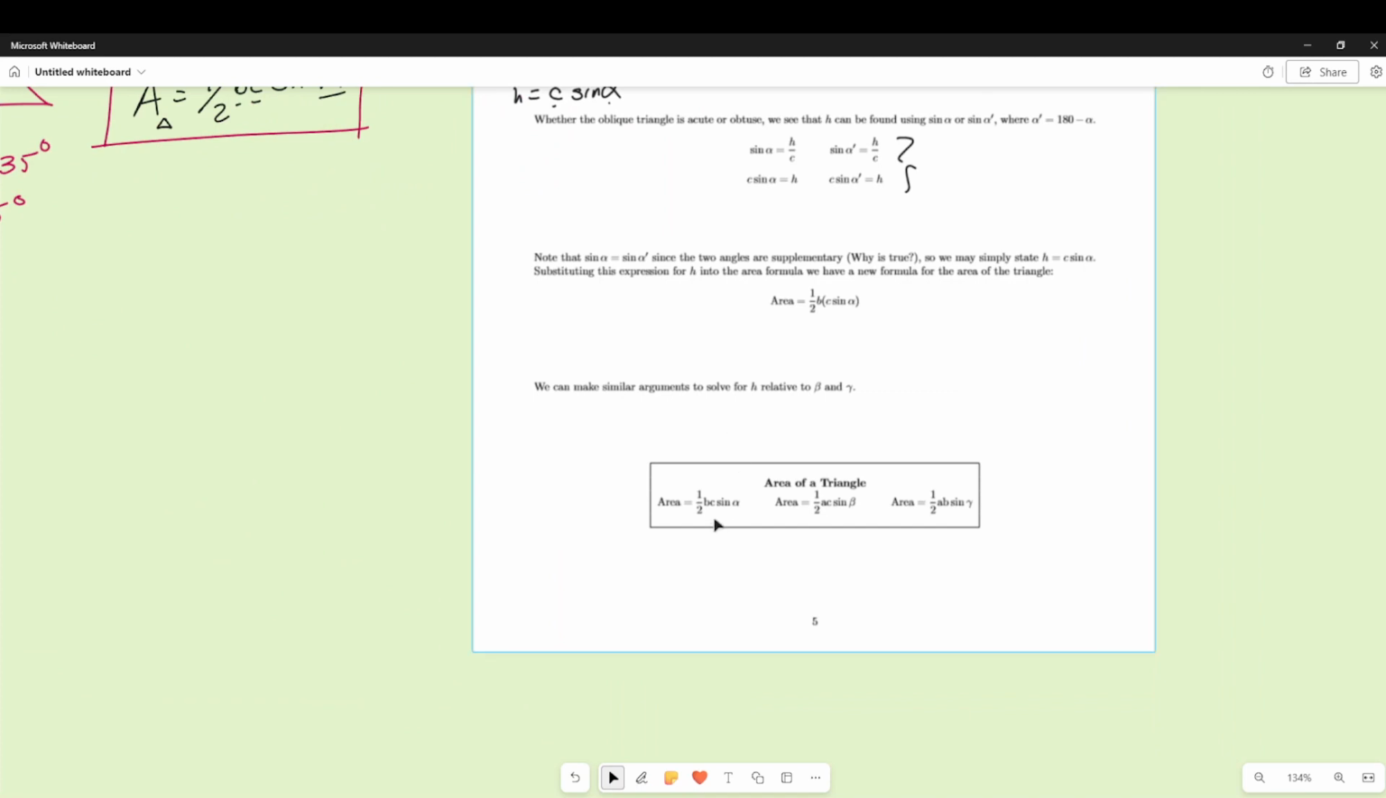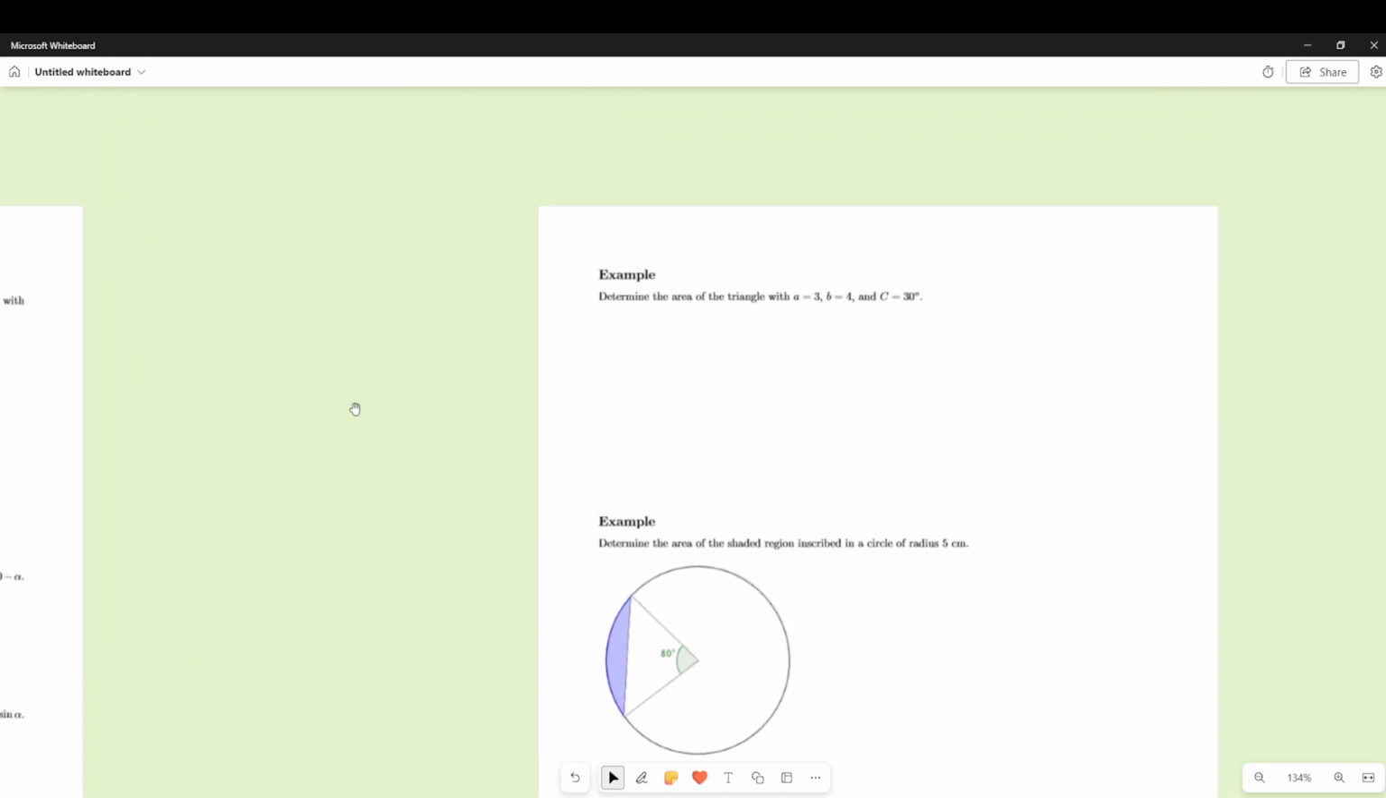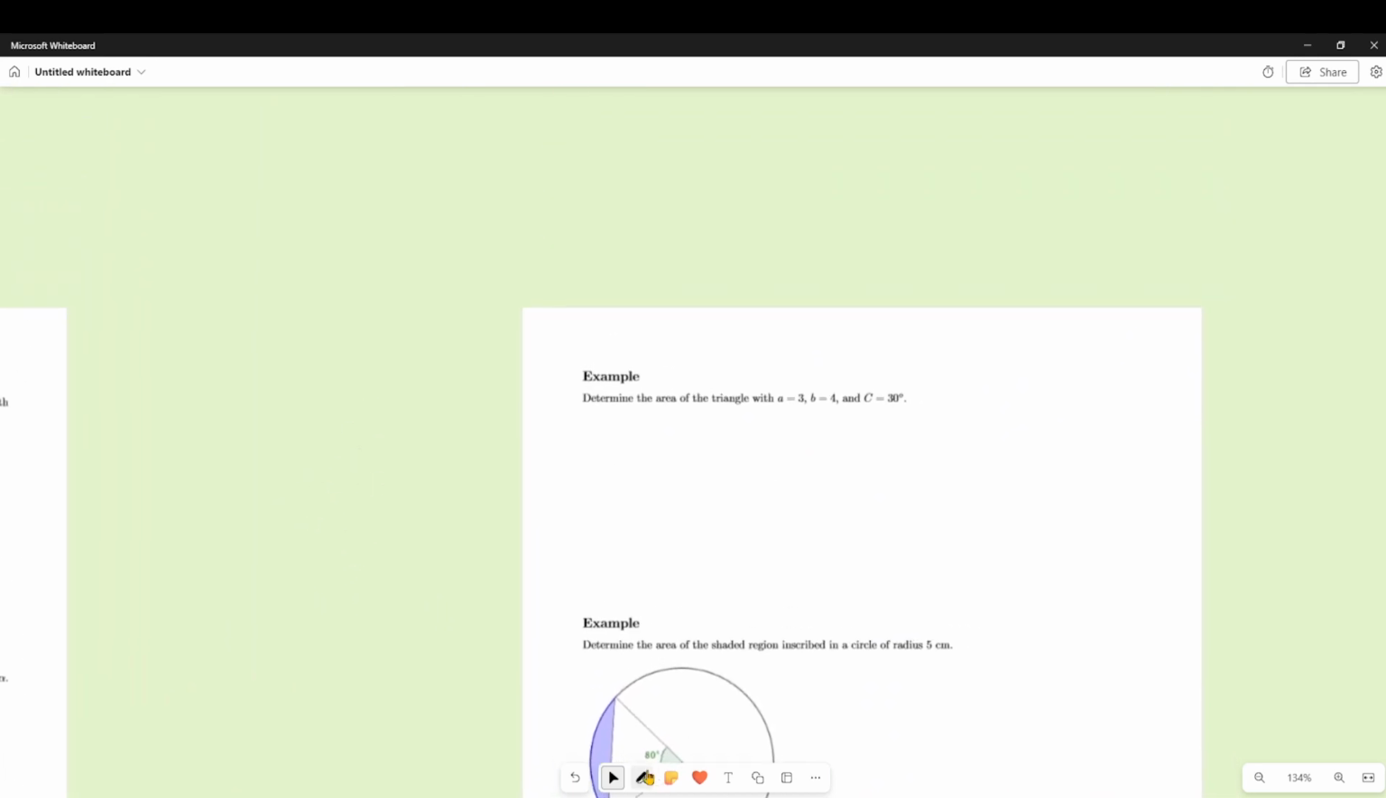And again, you'll see a lot of books do this. It doesn't matter how you're labeling the sides and the angles, as long as it's the two sides that make up the angle. No opposite pairs going on. So that's our tool.